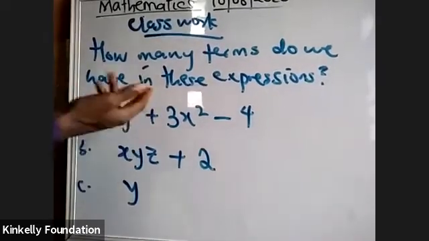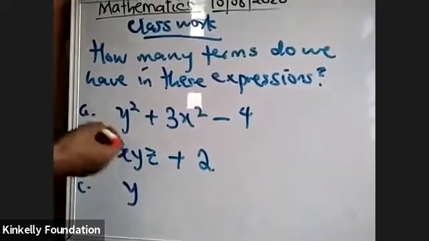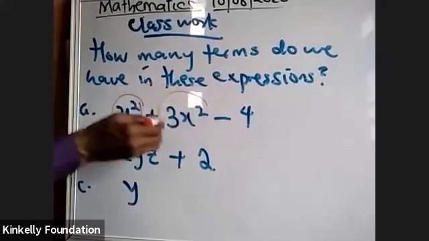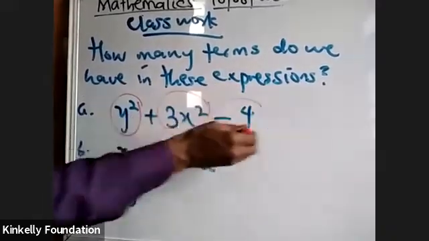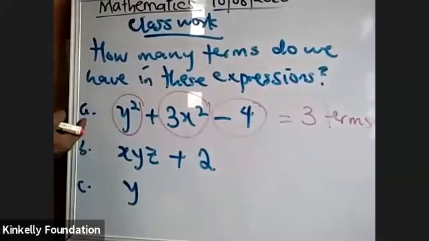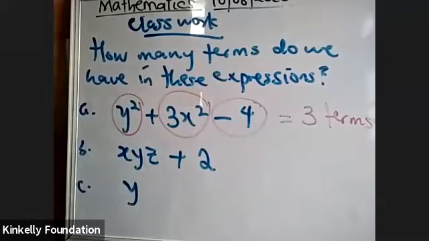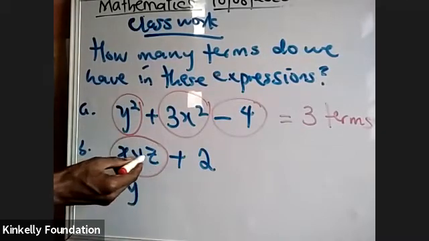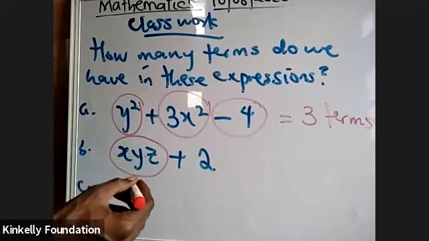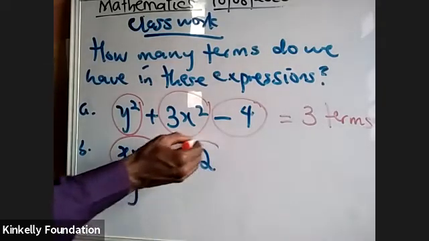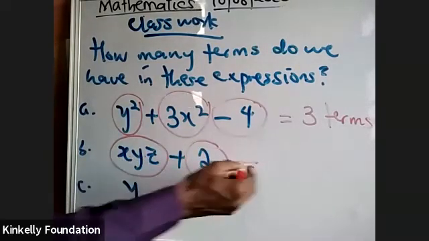Now, how many terms do we have in these expressions? In this A, we have 1 term in y squared, this term in x squared, and this number term. So we have 3 terms. There are 3 terms in question 1, A. In this case, we have this xyz is a term because these are multiplied. And remember that a term can be a collection of multiplied variables too. Now this is also a term, which is a number term. We call it a constant.